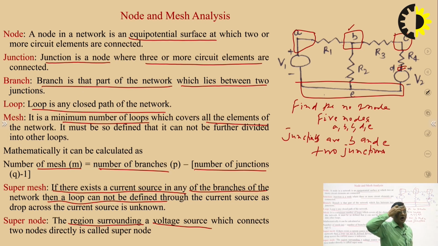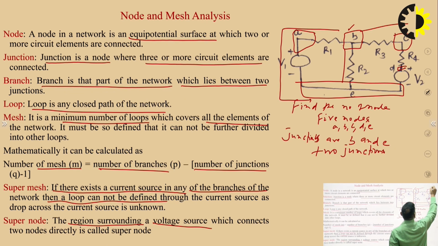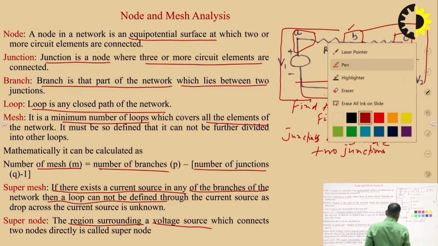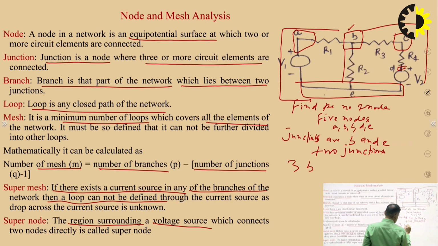Then how many branches are there? Branches lie between the 2 junctions. The junctions are B and D. So what are the branches? This is one branch, this is the second branch, and this is the third one. So 3 branches.